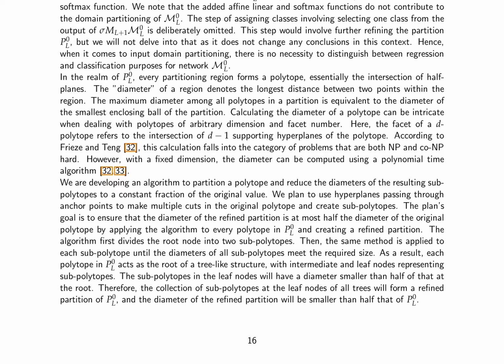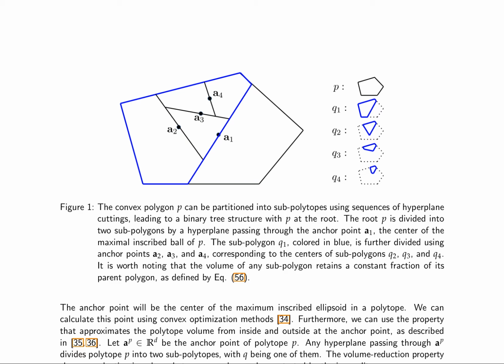The algorithm uses hyperplanes passing through anchor points to make multiple cuts in the original polytope and create subpolytopes, ensuring that the diameter of the refined partition is at most half the diameter of the original polytope. The research paper presents a novel approach to partitioning convex polytopes using hyperplane cuttings, leading to a binary tree structure.